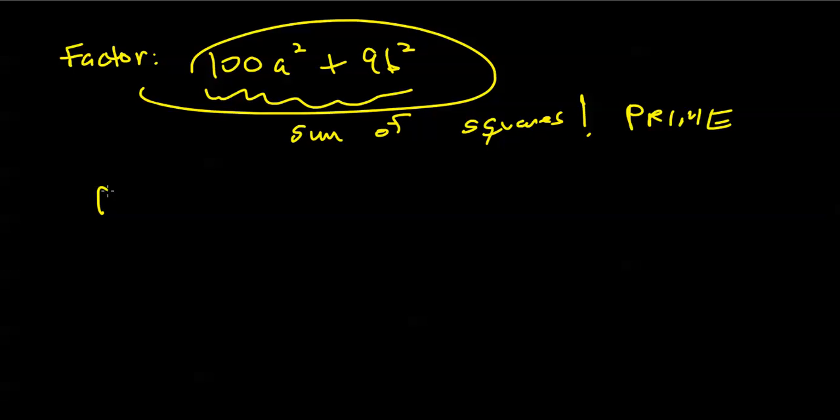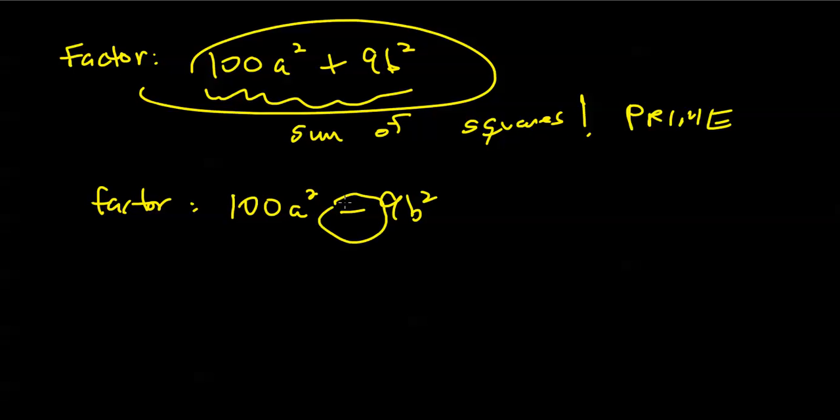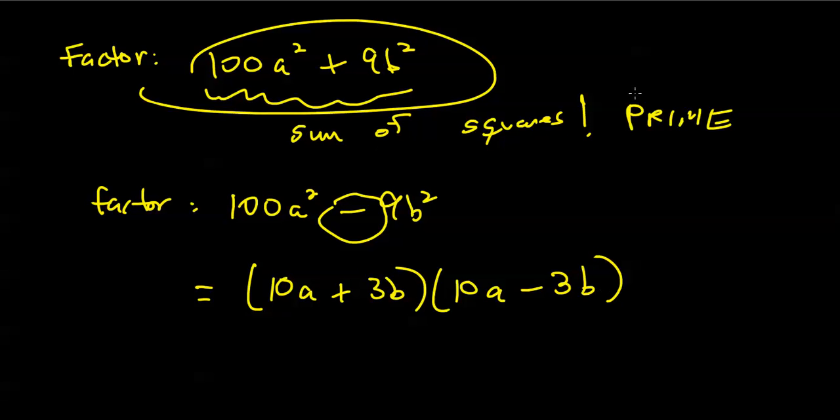Remember, if I ask you to factor, let's say, 100a squared minus 9b squared, well, that's a different story. It's this negative sign here that allows for the cancellation of the outer and inner products. So I can easily factor this as 10a plus 3b times 10a minus 3b. Moral of the story: sum of squares is prime.